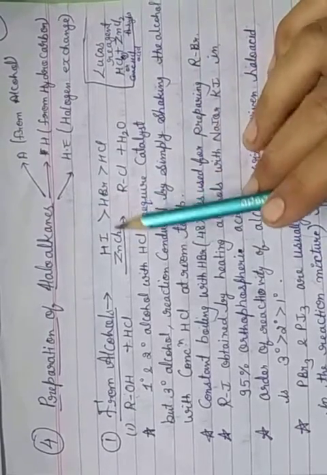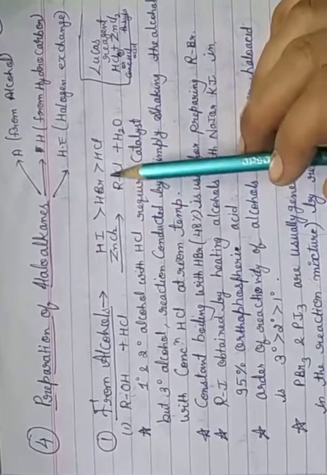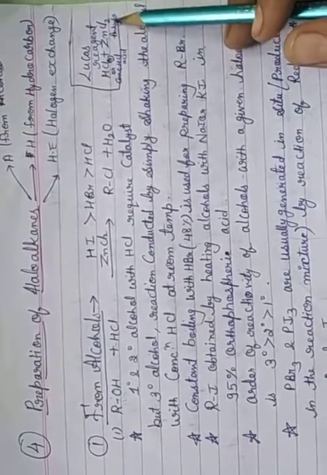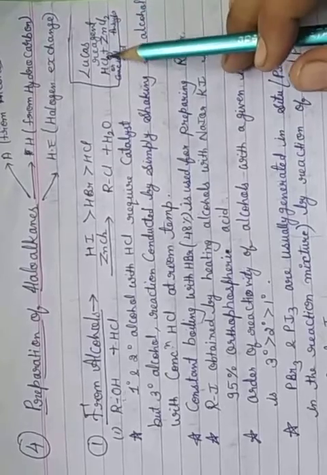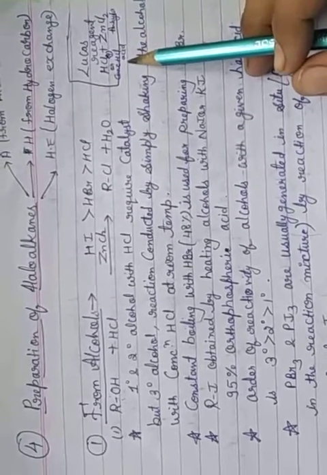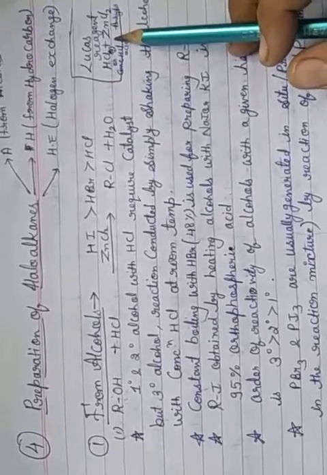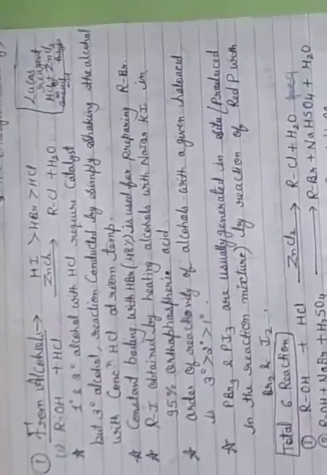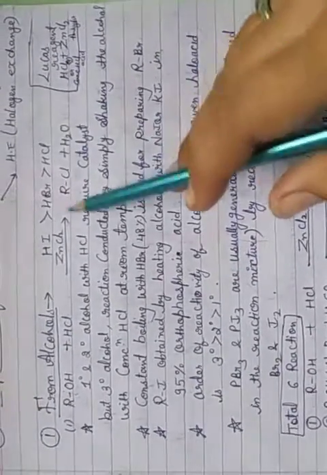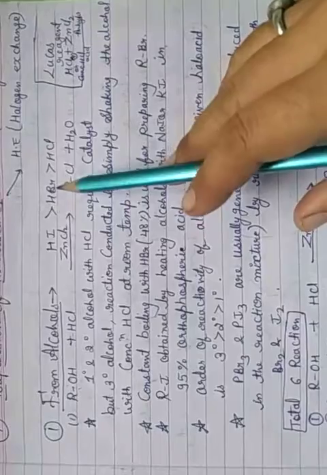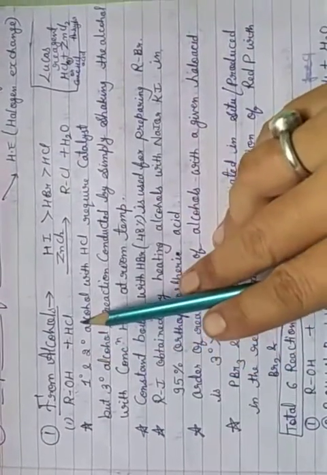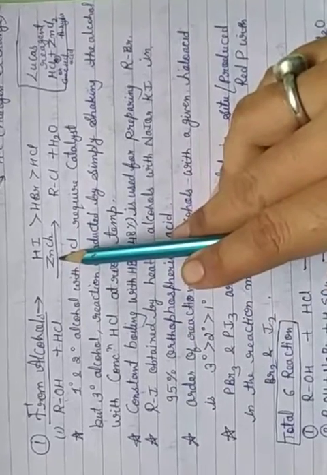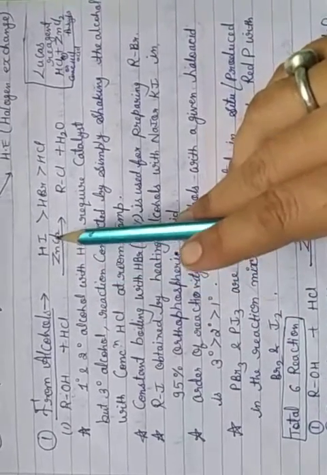First we have to see which acid to use: HI, HBr, HCl. We use Lucas reagent, HCl plus ZnCl2, zinc chloride. We take concentrated HCl and anhydrous zinc chloride. HI has a large size, so the order is HI greater than HBr greater than HCl. So alcohol reacts with HCl in the presence of ZnCl2, that is with a mixture of HCl and zinc chloride, which is the Lucas reagent.